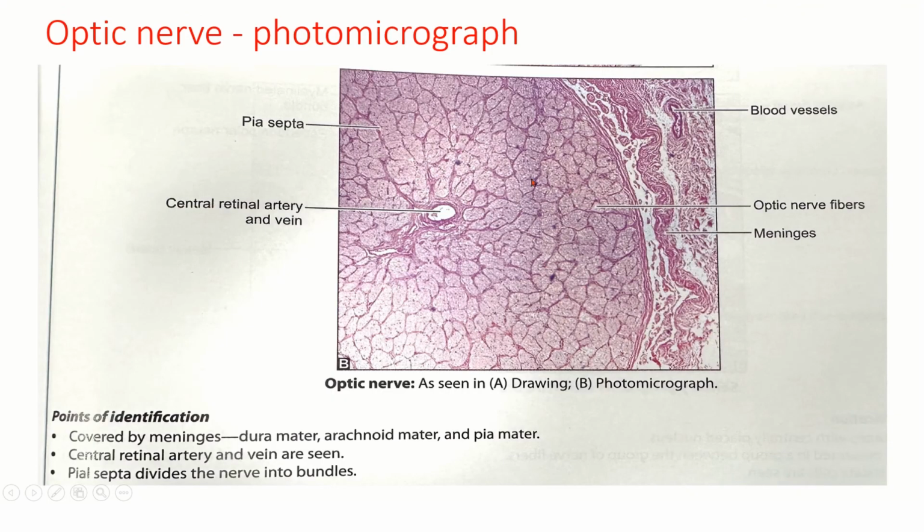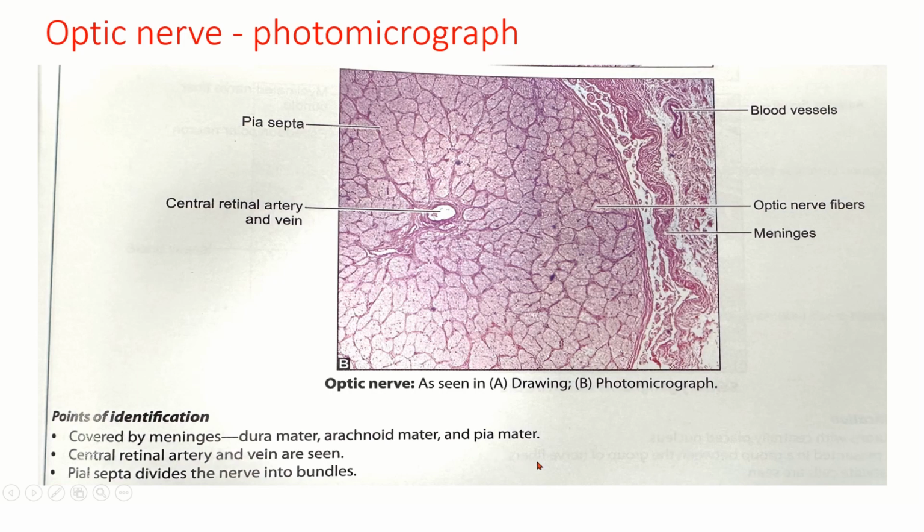So you can see here, this is a photomicrograph where you can see the outer meninges, and this will be the blood vessel. Here you can see the pia mater sending pial septa, separating the fiber bundles, and here you can see the central retinal artery and vein. So points of my identification will be: it is covered by meninges, central retinal artery and vein will be seen, pial septa divide the nerves into bundles.